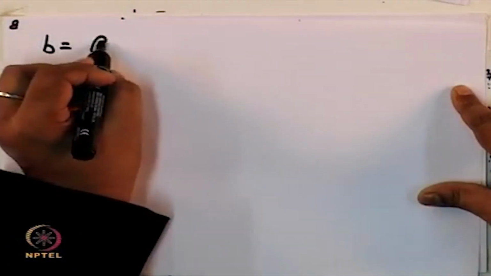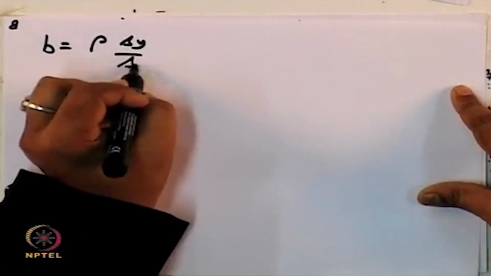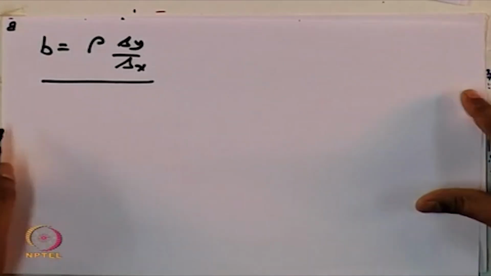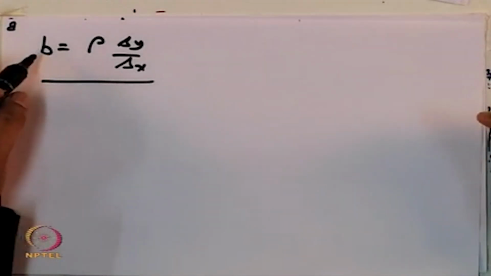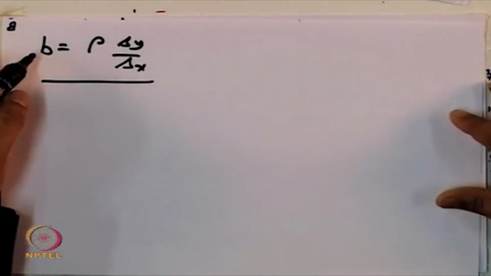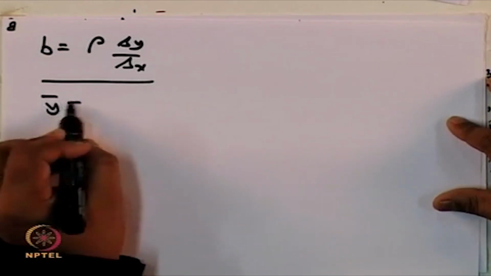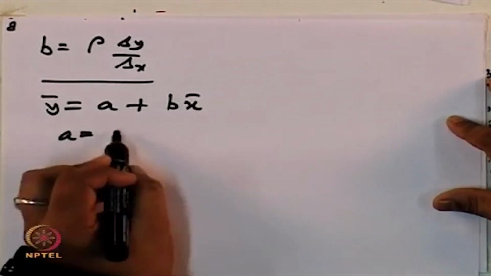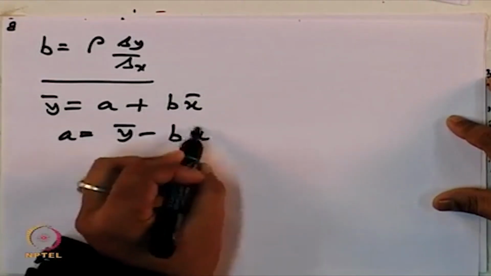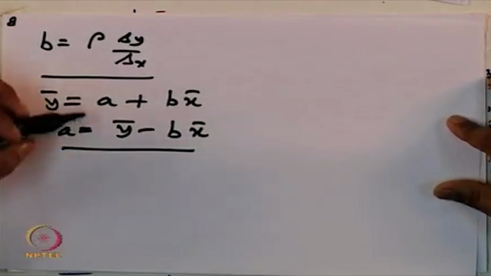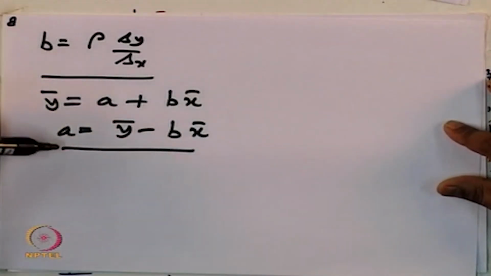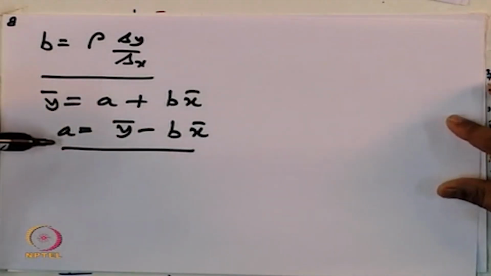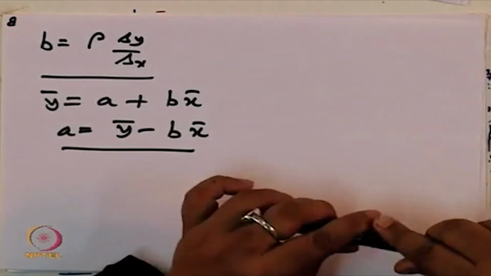So, I can determine my b is equal to rho times s y by s x. So, b is the second coefficient I have determined, and I have the other equation: y bar is equal to a plus b x bar. So, a is nothing but y bar minus b x bar. Once I know b, I can determine what a is. So, let us work out a specific case and see what value we get for a and b.